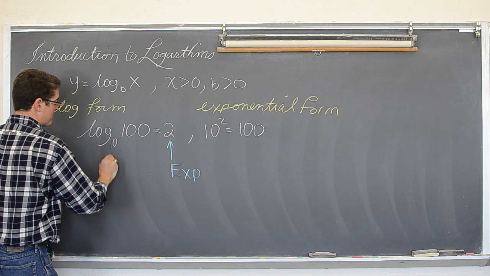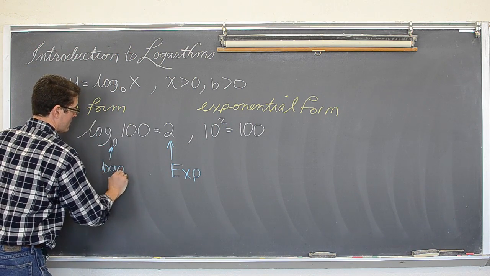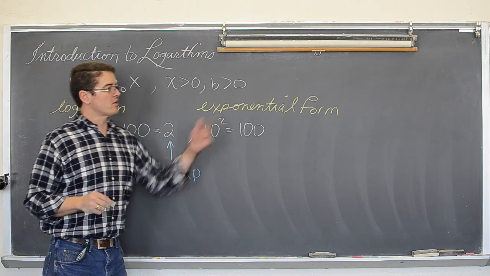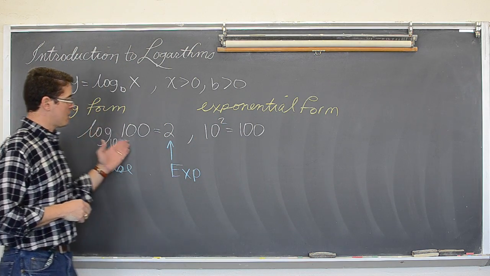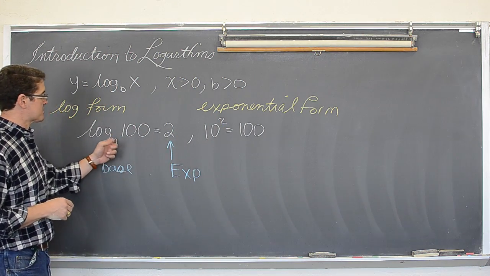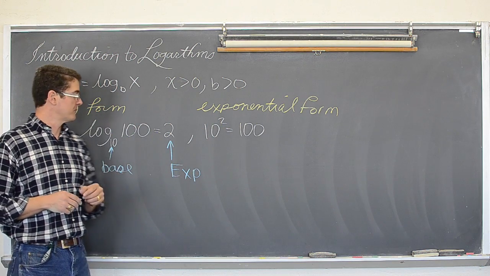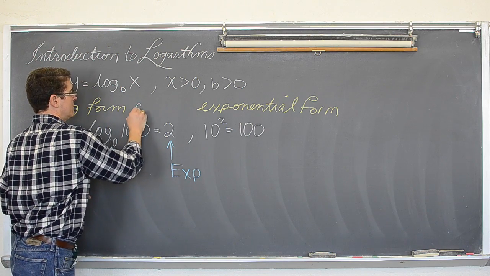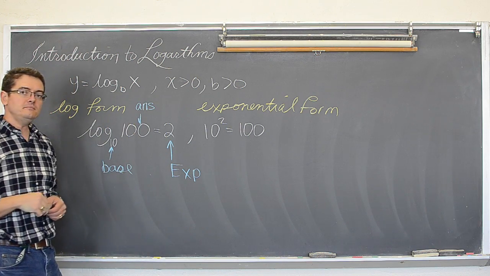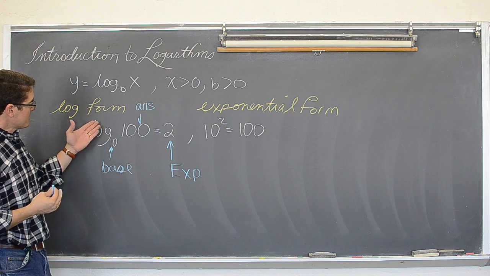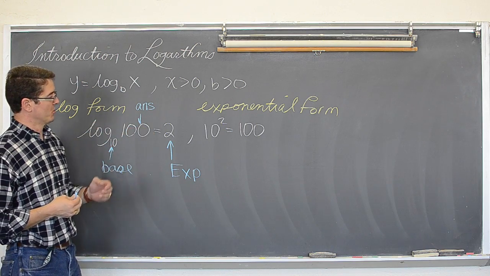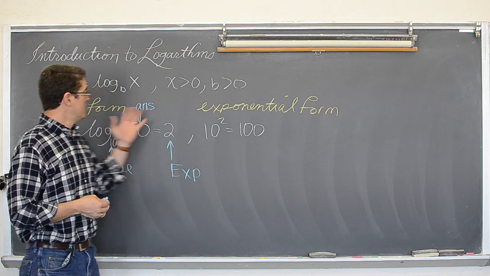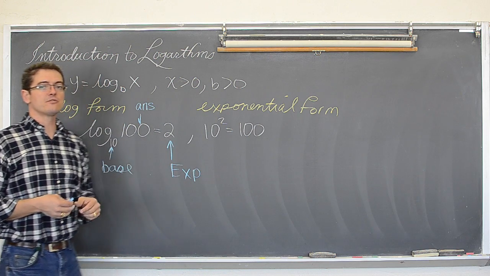So this is our base when we are looking at equations that are in exponential form. Or if we want to go from log form into exponential form, the base of the log is the base of the exponent. And then finally, what is this 100 here? Well, that's kind of like what I call the answer. So the log base 10 of 100 equals 2. That's equivalent to the expression 10 squared equals 100. Log form, exponential form. So keep this in mind.